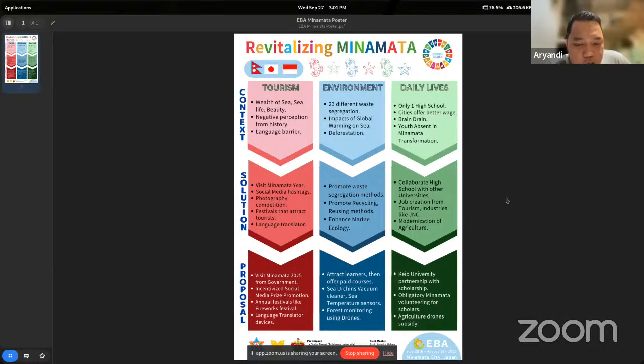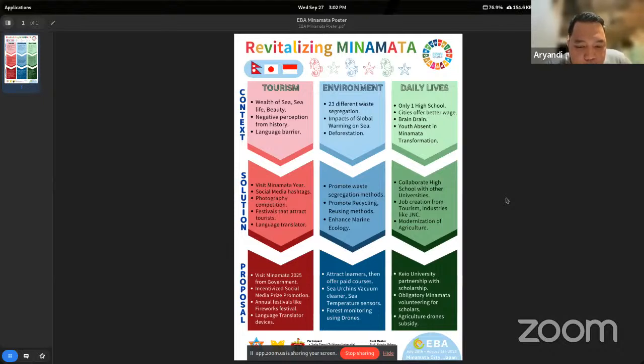And the solution that we propose in daily life is, first, we need to expand the educational opportunity by connecting the existing high school in Minamata with other universities. This helps students have more higher education choices, which will be helpful for students to stay in Minamata and develop their city. And job creation through tourism and industry like GNC.